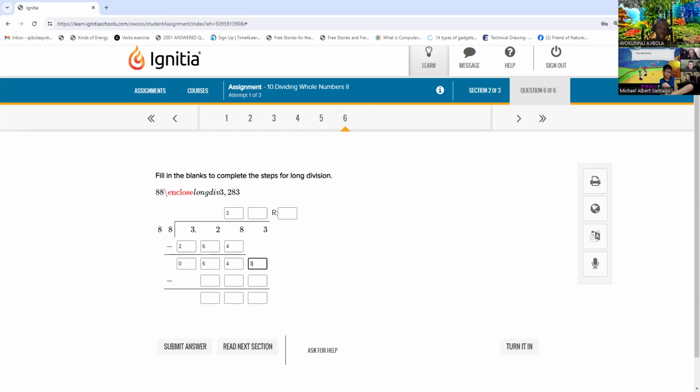Yes. Then we say, how many 88 can we see in 648? Oh, I said 648, that should be 643. So how many 88 can we see in 643? That'll be 7, okay? So 7 times 88. So 88 times 7 will give 616, okay?